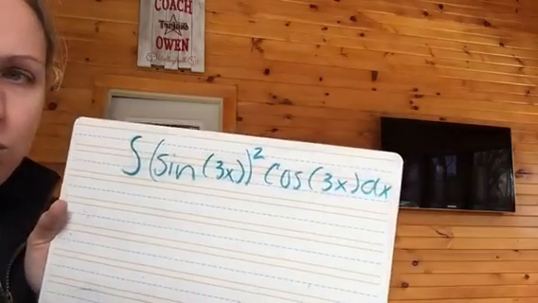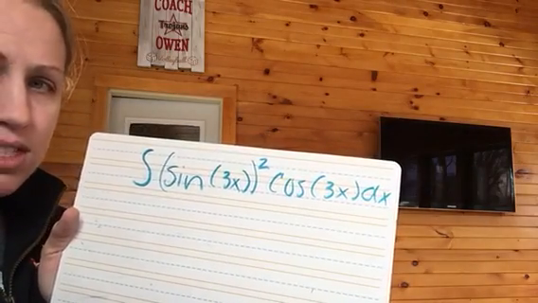Okay. I will oftentimes right away go ahead and write this as sine squared on the outside and then cosine of 3x dx. So you'll see what I mean. I wrote the squared on the outside of the sine.